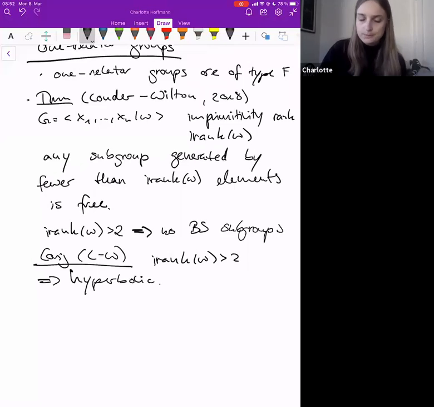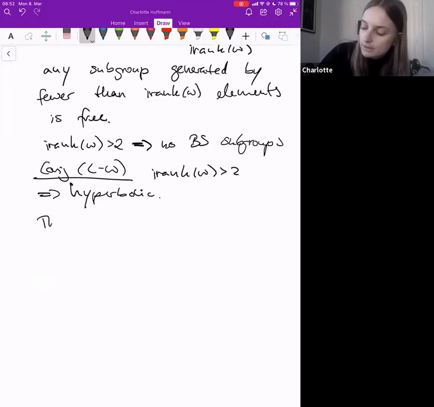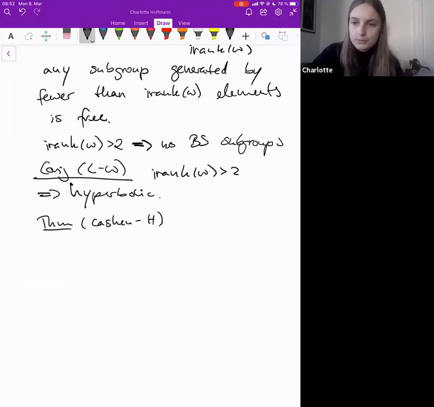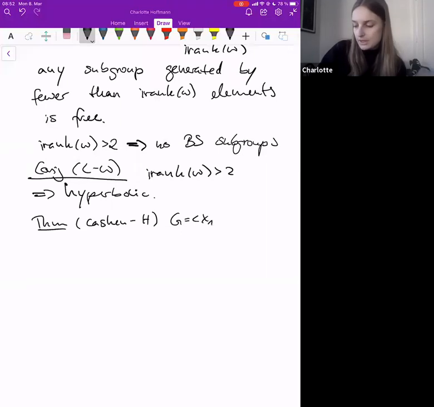So our one-relator group. Okay, and so now back to our theorem. So this theorem supports the conjecture because we show that there are no small counterexamples to the conjecture. So if we have a one-relator group and the imprimitivity rank is not equal to 2, and the length of the word is less or equal to 17, then G is hyperbolic.